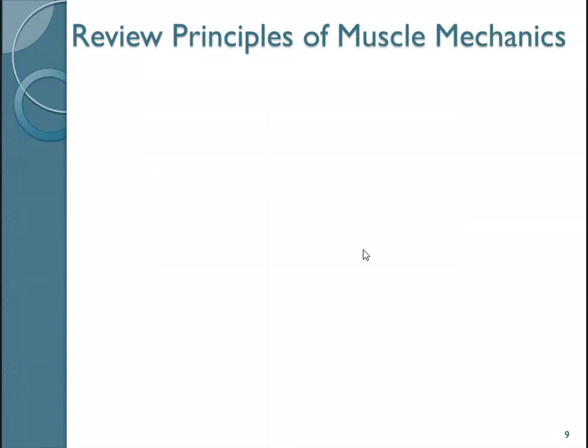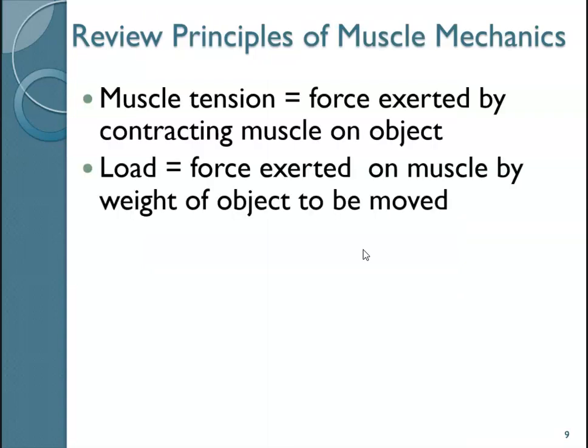Okay, so a couple of terms again, just to make sure we understand muscle tension versus load. Muscle tension is the force created by the contracting muscle, while load is the force of the object that's being moved. So imagine you carried a water bottle up and down, then the force created by your biceps brachii will be the muscle tension, while the weight of the water bottle will be the load.